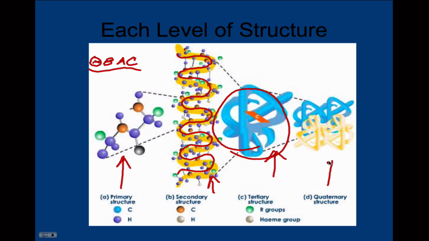And then the last one is the quaternary structure. Quaternary is basically when you have a set of proteins. It doesn't just have to be two, it can be multiple proteins, but they're together, and that forms their quaternary structure.